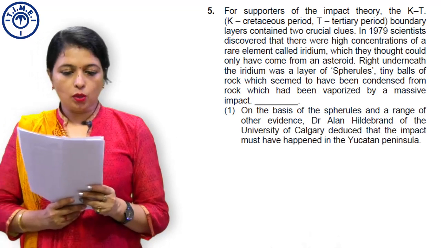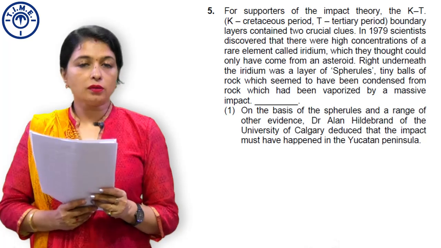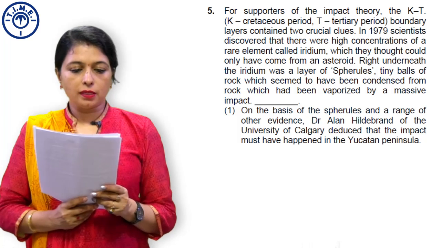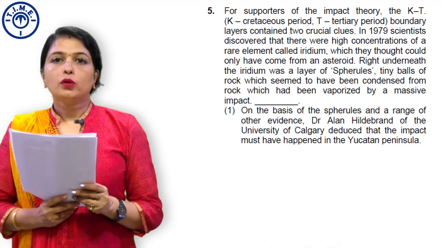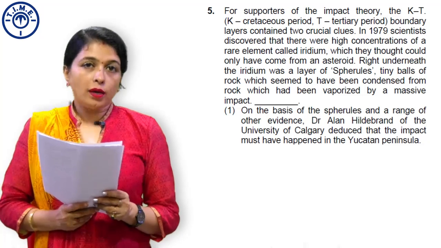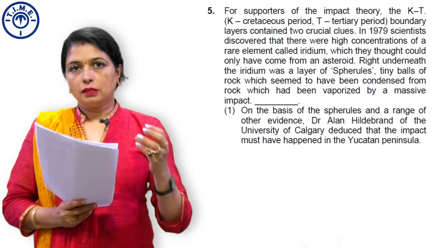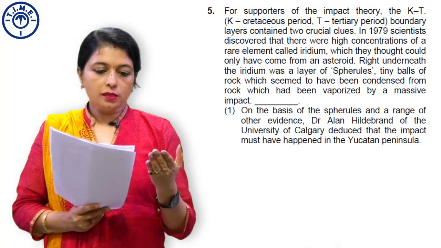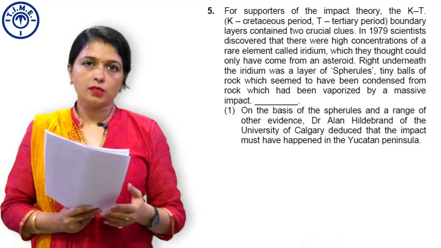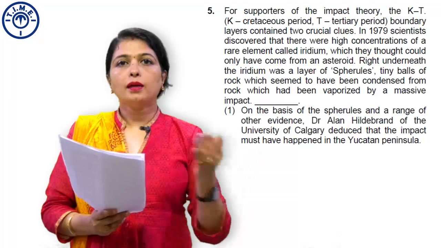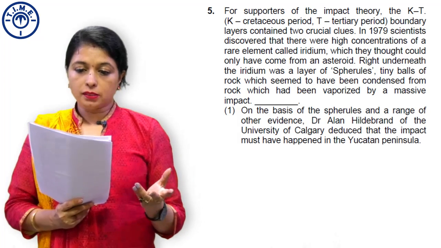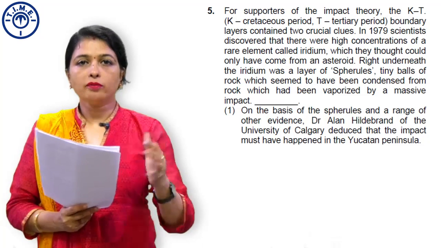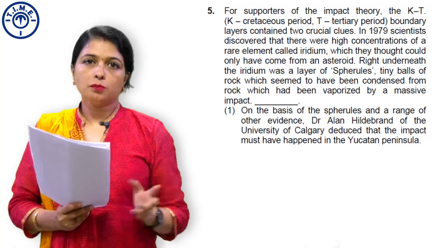The first option says, on the basis of the spherules and a range of other evidence, Dr. Alan Hildebrand of the University of Calgary deduced that the impact must have happened in the Yucatan Peninsula. Now, though I have not read out the rest of the options, the very first option seems to be the most likely choice, because there is a clear association between what has been mentioned and this option. Now, it concludes the idea, and let us keep it on hold till we eliminate, and then we can categorically say that this is the most suitable option.